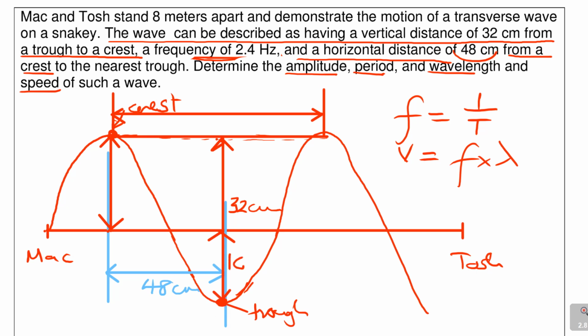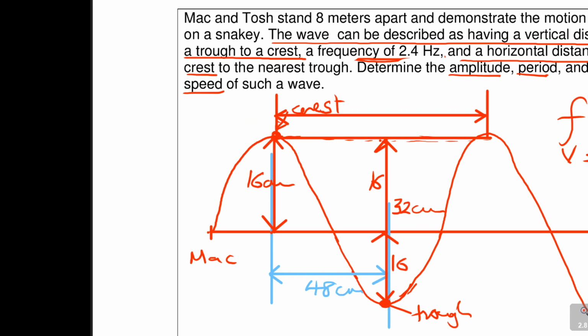So this is 16. That is 16. So 16 plus 16 is 32. So the amplitude here is 16 centimeters. So there is the answer there for the amplitude. You're going to say amplitude is equal to 16 centimeters. Or you just say 32 divided by 2. So don't forget that.